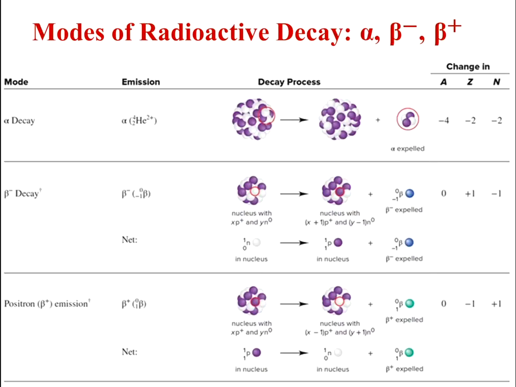Now we'll look at a summary table for the various types of radioactive decay. We have our alpha decay, which emits an alpha particle, and we can see that our mass number decreases, our nuclear charge decreases, and number of neutrons decreases. Beta emission involves no change in mass number, but an increase in our nuclear charge and a decrease in the number of neutrons. Positron emission, similarly, we see no change in mass number, but here we see the nuclear charge drop by 1 and our number of neutrons increase by 1.